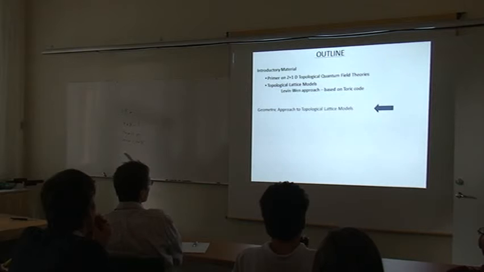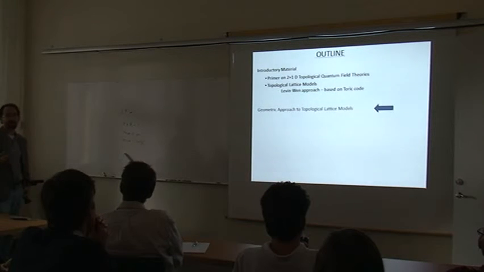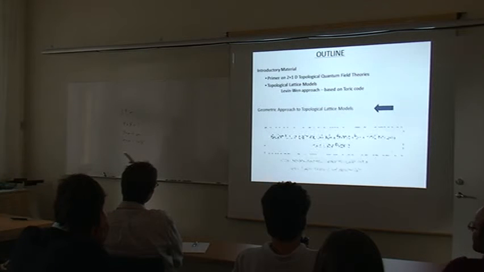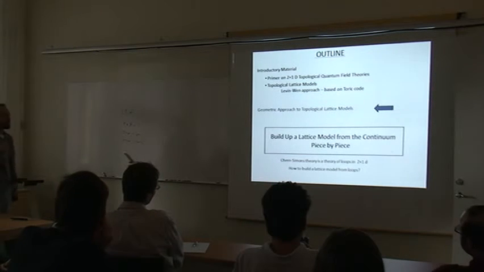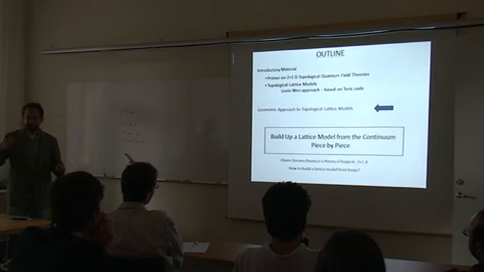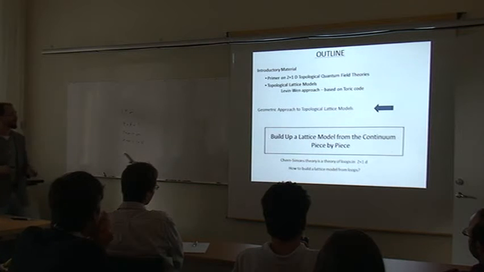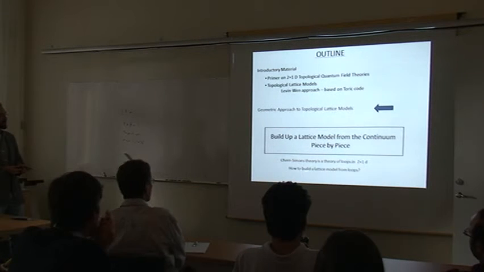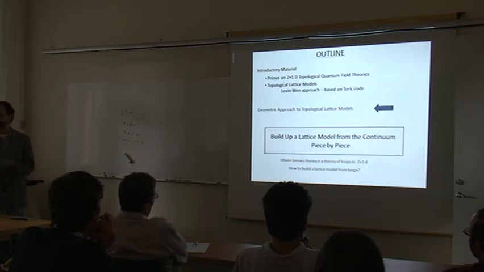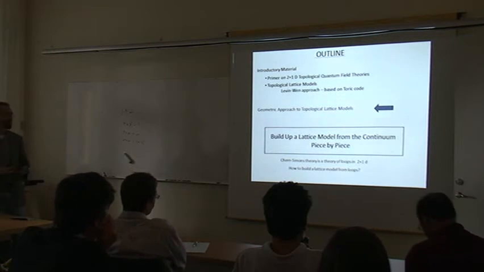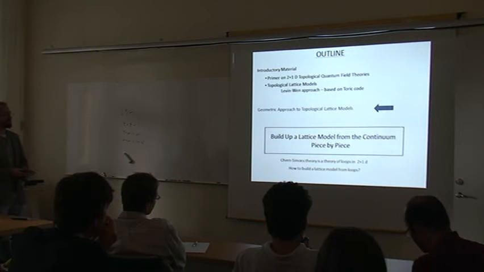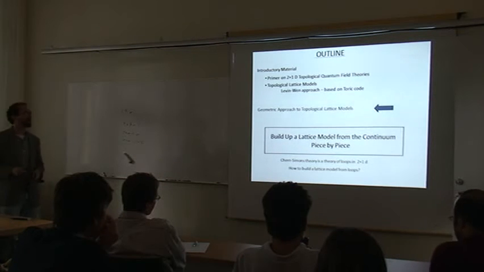So this is the main point. How are we going to build up these topological models in a rather geometric way? Well, we're going to build up this lattice model piece by piece, but we're going to remember that Chern-Simons theory is really a theory of loops. It's a theory for knots. It was cooked up for knots, and we're going to try to phrase this as a lattice model built from loops. So how do we do that?